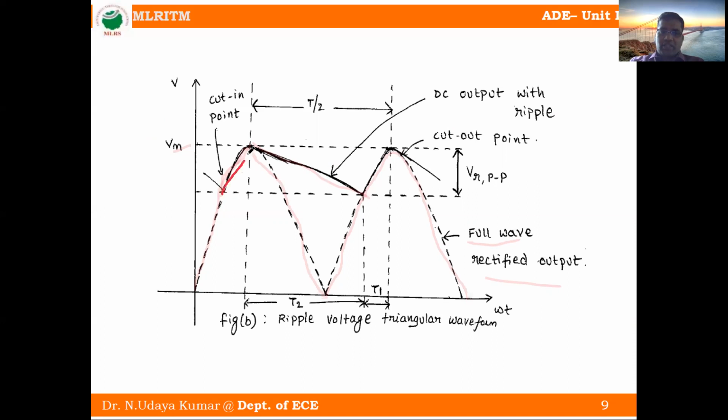So this is the charging, this is the discharging. From T2 to here is the discharging, so T2 is the discharging period. This one is the charging period, T1. So from the cut-in voltage to the peak point, we call it the ripple voltage, peak to peak, VRPP. Okay.